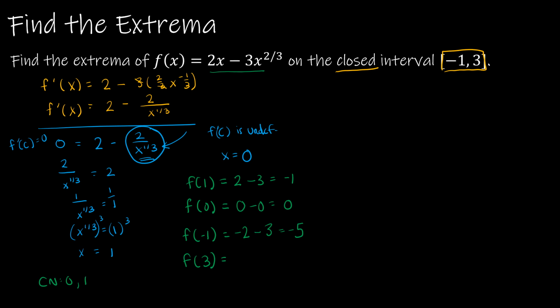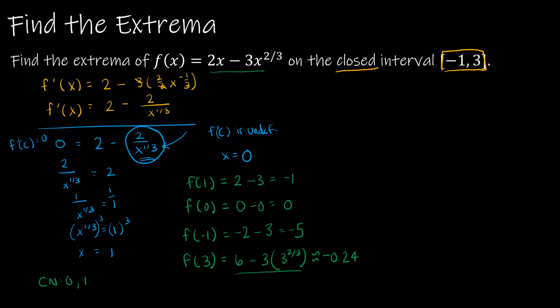And this last one is a little bit ugly because it's 2 times 3, which is 6, and then it's 3 times 3 to the 2/3. Well, there is no nice cubed root of 3 that I can then square, so just break your calculator out on that one and find that the result is about -0.24. So that's just an estimation. I could leave it like this to show the exact solution.